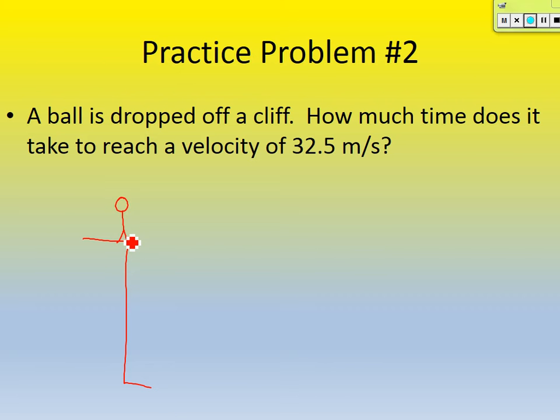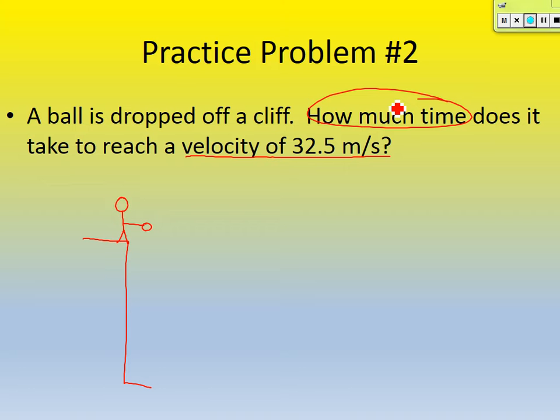Okay, and here we are. You're going to drop the ball off that cliff. And it tells us that the velocity is 32.5, but we're really looking for how much time that takes to get to that speed.